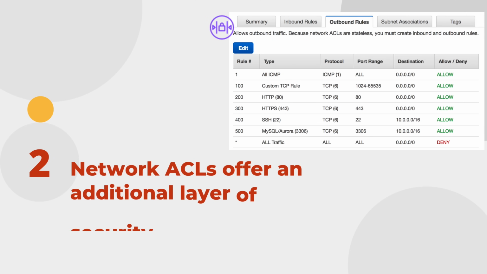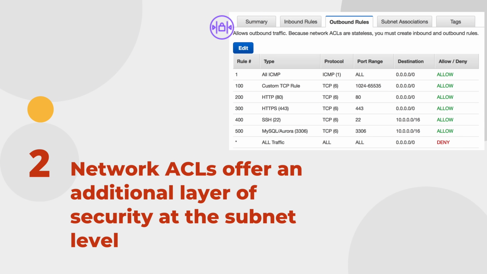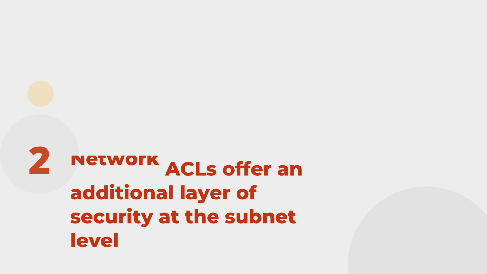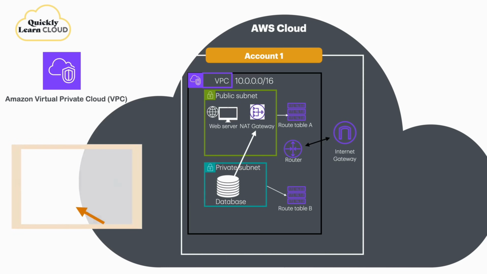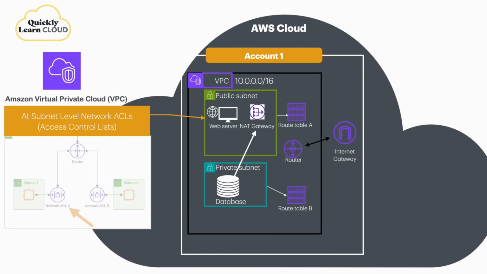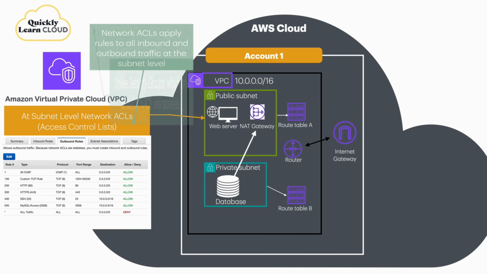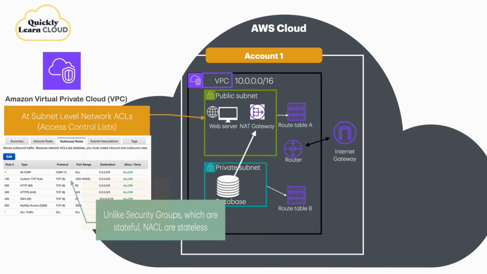2. Network ACLs. Network ACLs offer an additional layer of security at the subnet level. Since they are stateless, you need to define both inbound and outbound rules for any traffic to flow. AWS suggests using network ACLs for fine-grained control over the traffic entering and leaving your subnets.